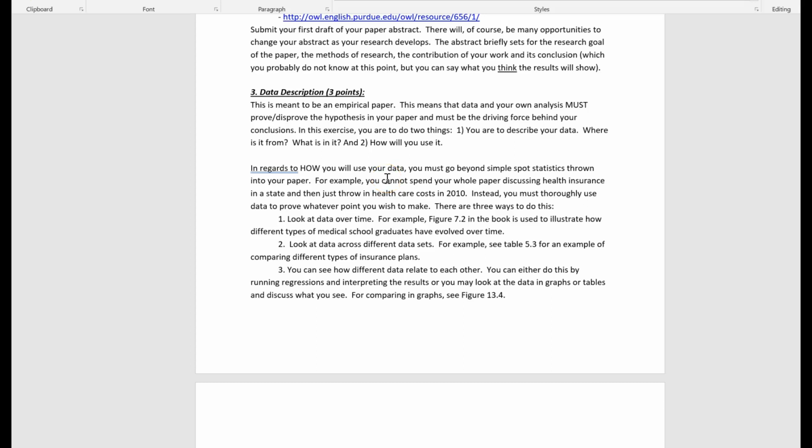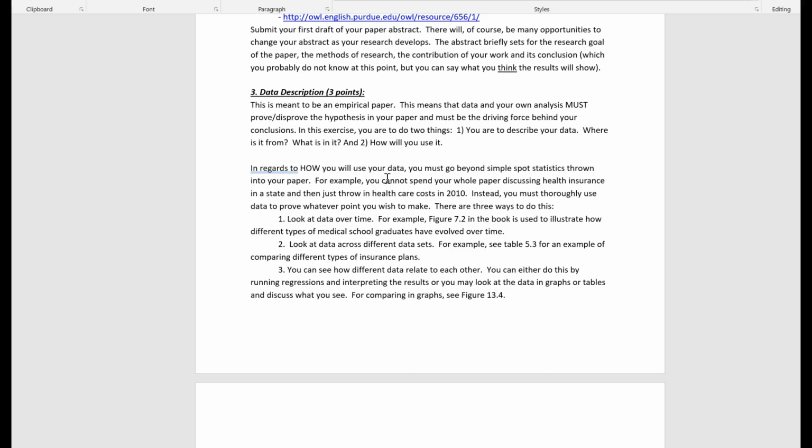The data description assignment is by far the most important one. As we discussed, your own data analysis needs to be the main part of the paper. And so because of that, it's important that A, you have data to analyze, and B, you're analyzing it properly. At this point, you should have your data that you're going to be using.